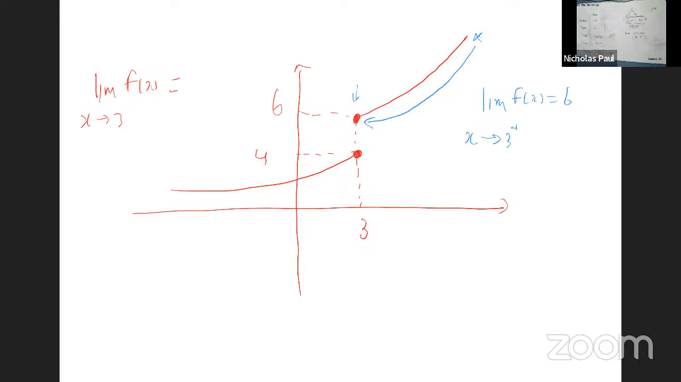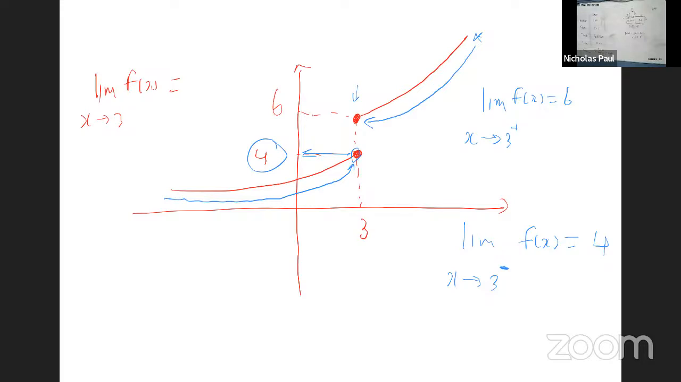Let's approach from the left now. Left is a negative sign, right? When you approach from the left, what's the y value we're approaching? 4. When you reach 3, just go across and read the y value. So the answer is 4 as well. You okay with that?